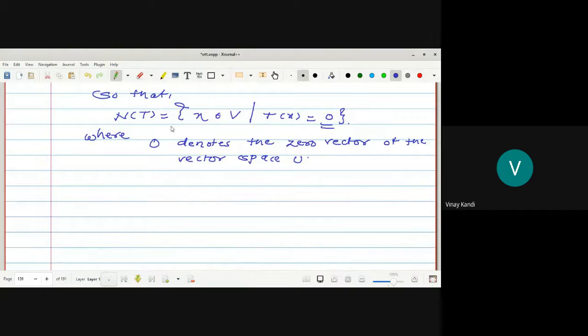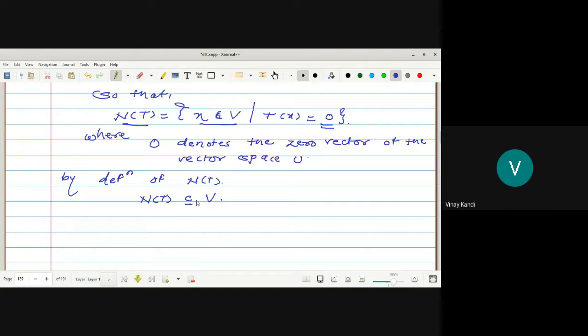N(T), where do the elements come from? They come from V. So by the definition of N(T), that is the null space of T, it is a subset of capital V. This is the set where the elements come from capital V such that T of x is equal to 0. So N(T) is contained in V, that is, a subset of V.